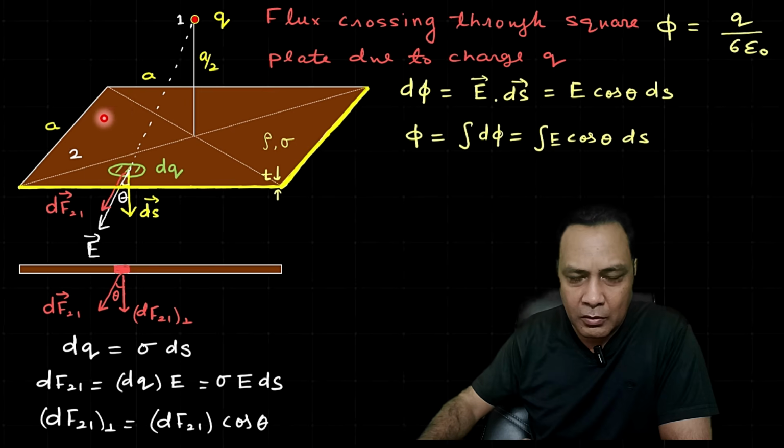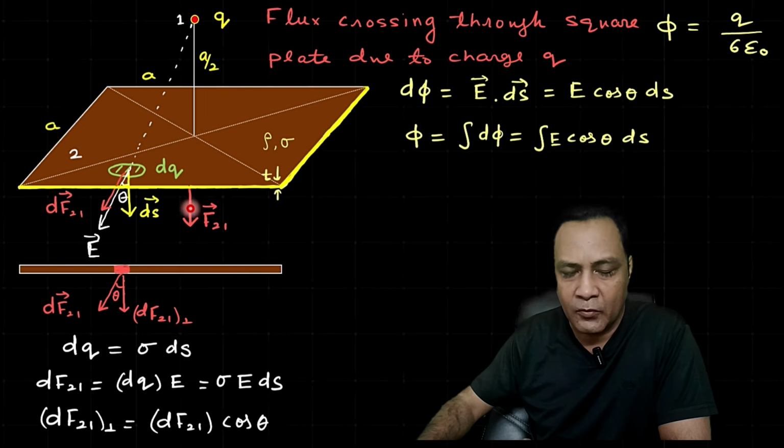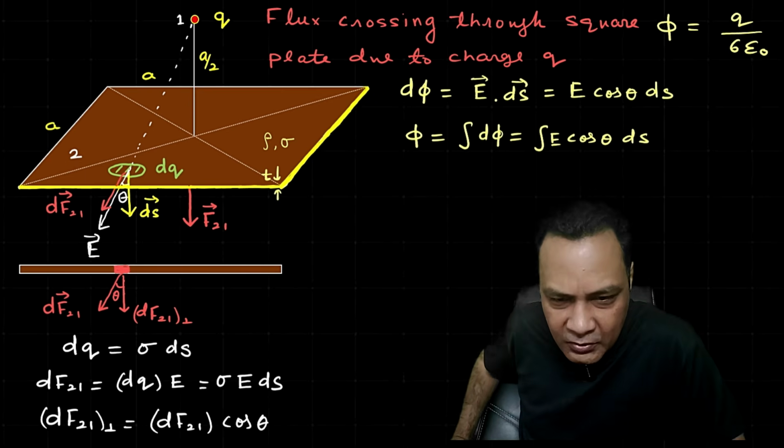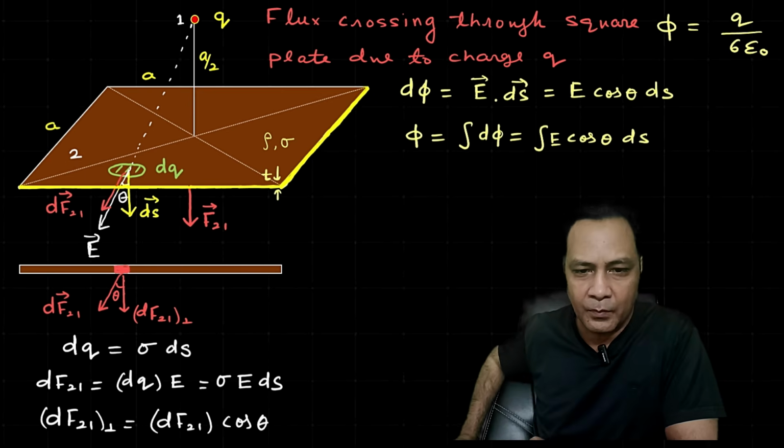So the total force on this plate, because of this charge, due to symmetry would be in this direction. So this F21 is the net force. If here and there I take so many dS, suppose I take some dS here, the force would be here. I take some dS, the force would be here. The vector sum of all these forces is F21.